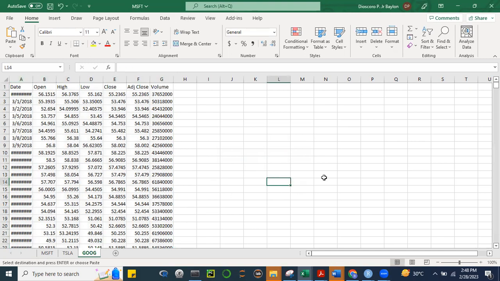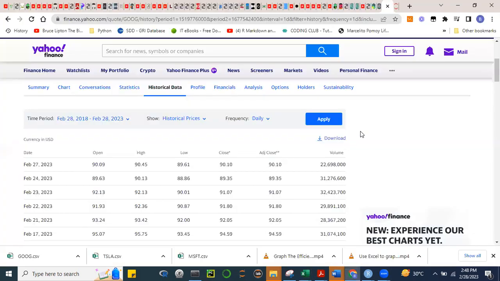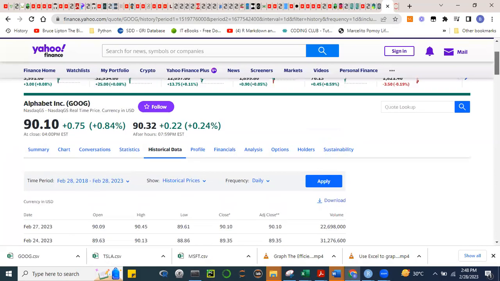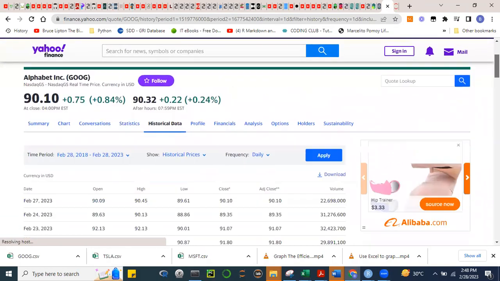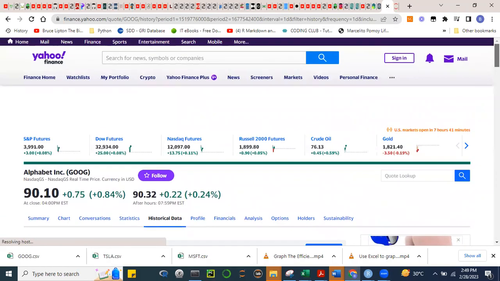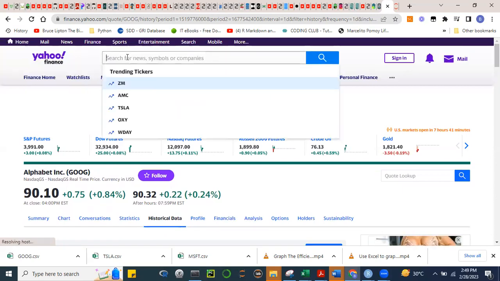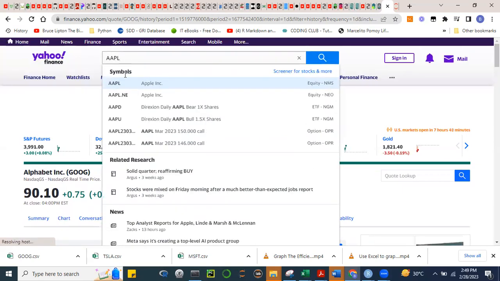Let's have maybe three or four more. Okay, any stocks that you'd like to suggest? So we have Google, we have Apple. We don't have Apple yet. AAPL. Okay, Apple, right? So let's click this.